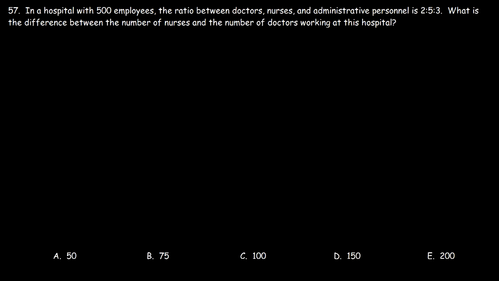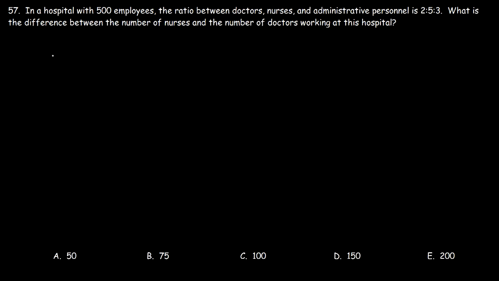In a hospital with 500 employees, the ratio between doctors, nurses, and administrative personnel is 2 to 5 to 3. What is the difference between the number of nurses and the number of doctors working at this hospital? Go ahead and take a minute and try this problem.